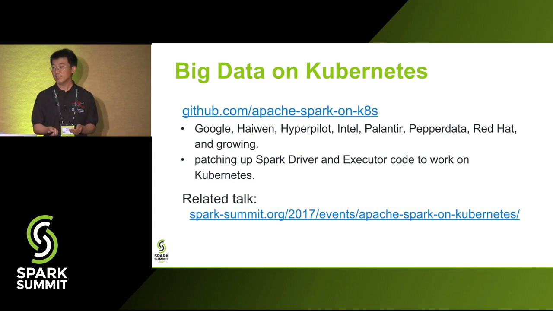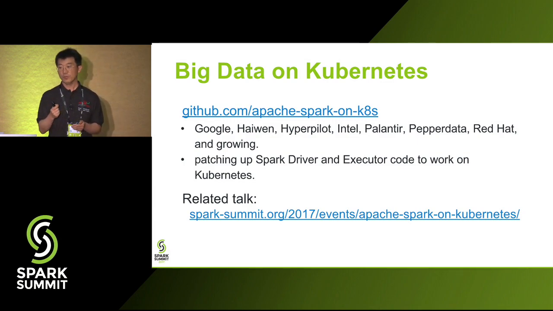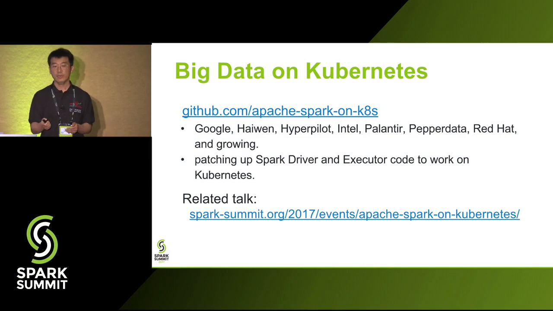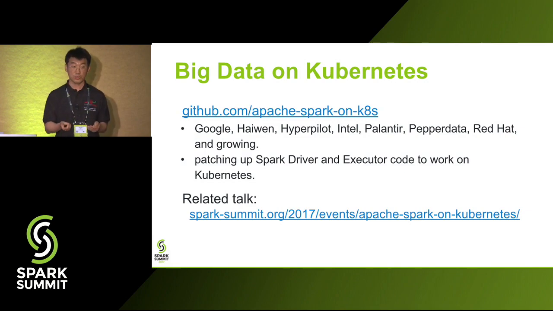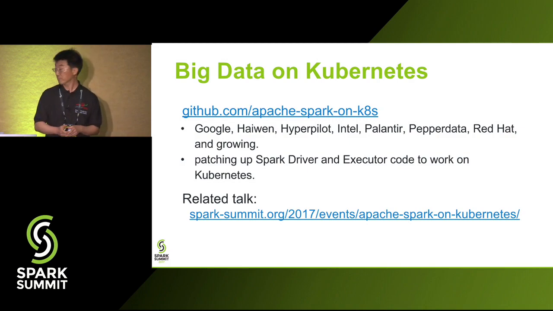Together, we modified the source code. Oh, by the way, this GitHub project contains a fork of the upstream Spark code, right? So together, we modified the source code of the Spark driver and executor so that it's possible to run Spark jobs natively on Kubernetes. Again, there was a talk on this topic yesterday. All right?